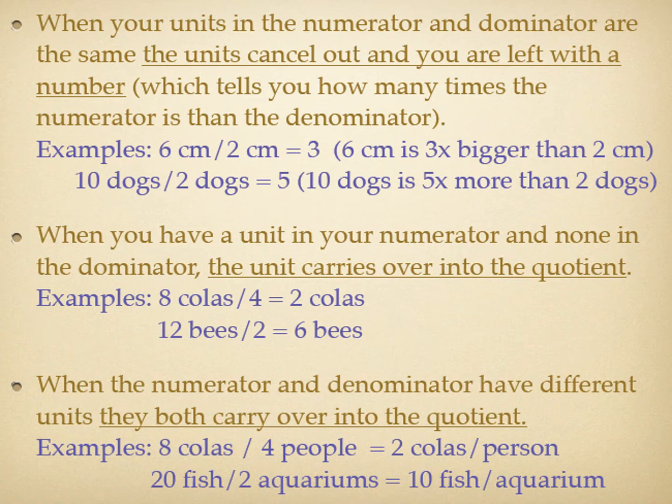Now if we have the unit on top with nothing on the bottom, the unit just carries over. So 12 B's per 2 is just 6 B's. But now if you have a numerator and denominator with different units, the units will carry over, but you gotta make sure you put that per sign. So 8 colas per 4 people means 2 Cokes per person, and 20 fish per 2 aquariums means you put 10 fish per aquarium.